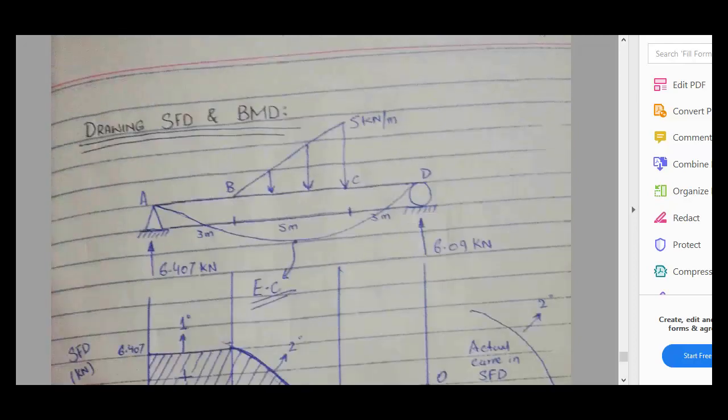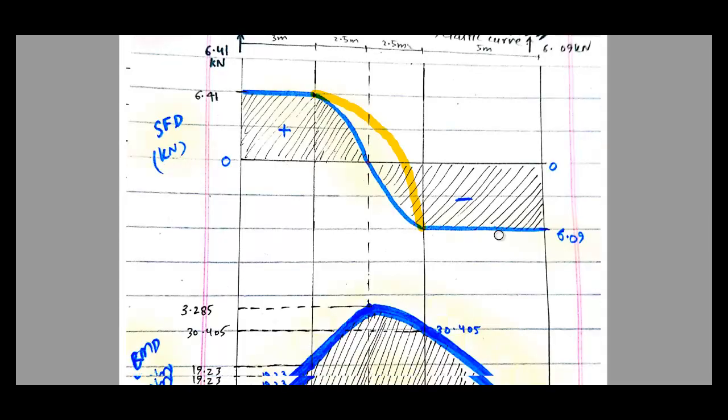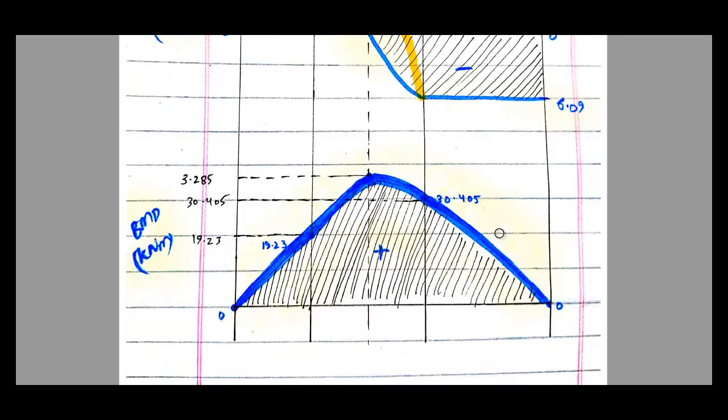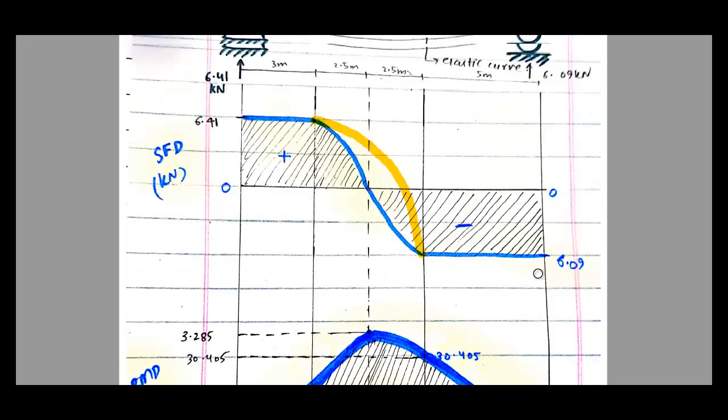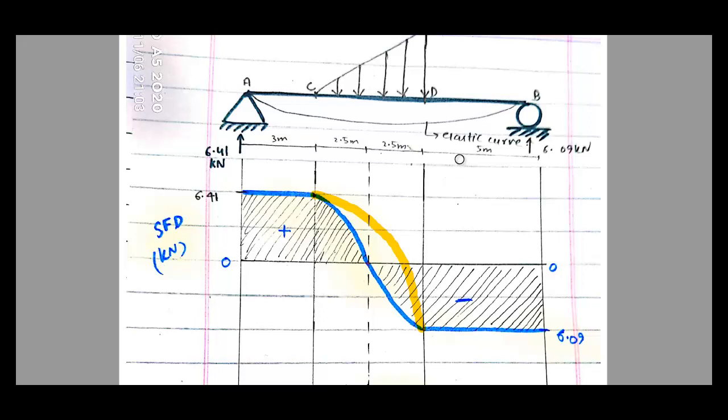So this was the review of assignment number 1 for section A, and I will upload it in the same common folder, and I strongly recommend all the students to go through the review of assignment of each section. Okay, and what about the elastic curve? I already mentioned that the elastic curve is fine.